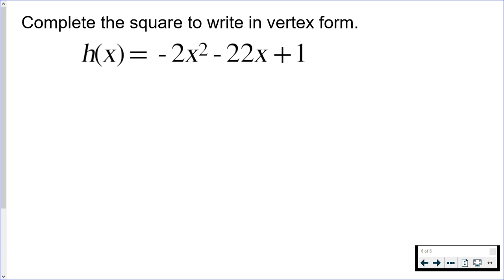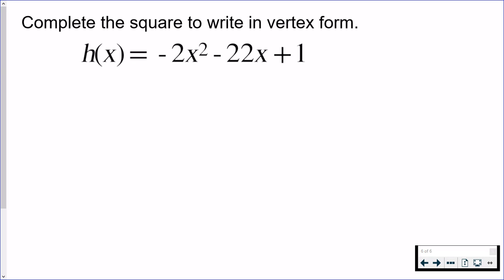If you have not watched the previous videos about this, I would make sure you watch those first, because I'm going to go through this one a little quicker as if you've already watched those, because I don't have the steps written out like I do in the other videos. So I'm going to complete the square in order to convert this into vertex form.